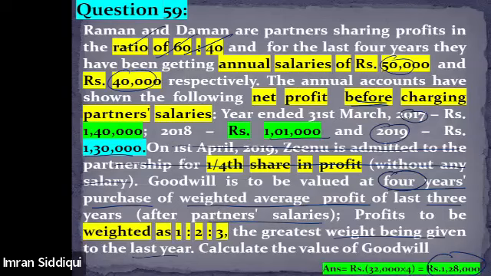Okay, so I guess this is wrong. This will be 21, na? 1,01,000 minus 90,000 will only be 21,000, na? No, in fact, it will be 11,000 only. Sorry, I'm sorry. It will be 11,000, right. 1,01,000 minus 90,000, how much? 11,000, right. And for the year 2019, it will be 40,000, right?